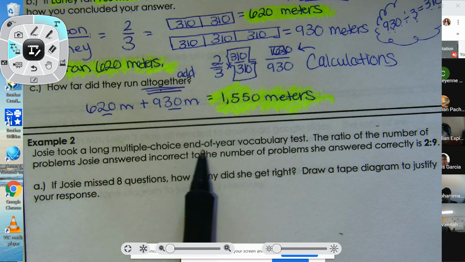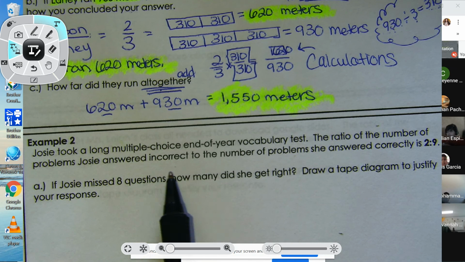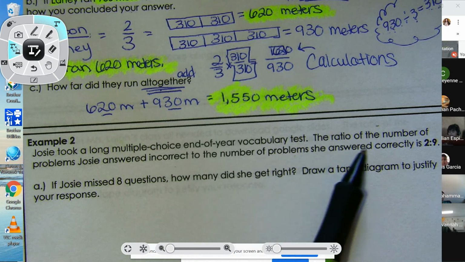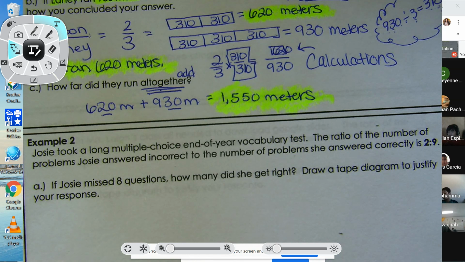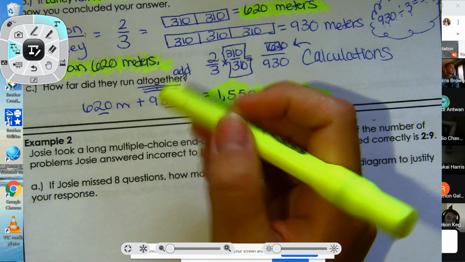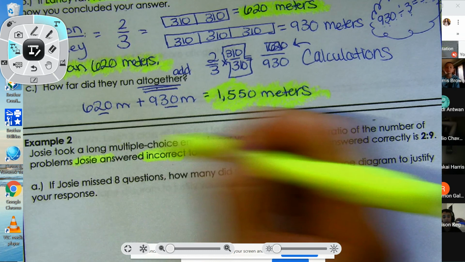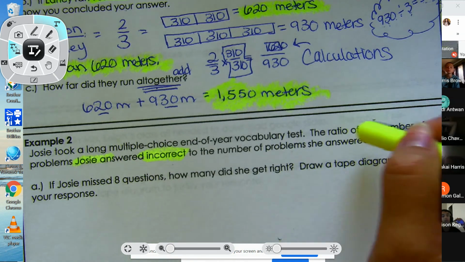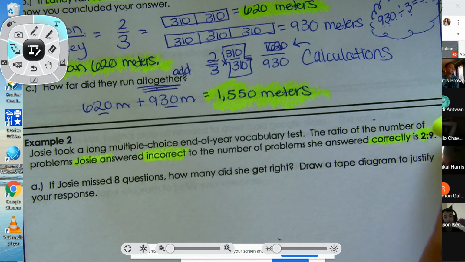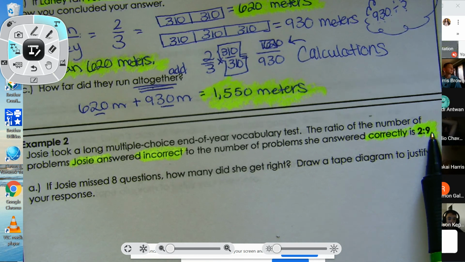Josie took a long multiple choice end of the year vocabulary test. The ratio of the number of problems Josie answered incorrect to the number of problems she answered correctly is 2 to 9. So the first thing we need to do is highlight our important details. That's so important. That's a good skill to have that you're doing regularly and just becomes natural. So we have Josie who's comparing her incorrect problems to the problems that she got correct, and that ratio is 2 to 9. So for every 2 problems that she gets wrong, she's getting 9 correct. So that means she's getting more right than wrong, which is good that it's that situation.